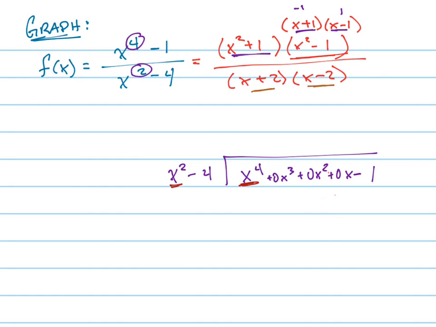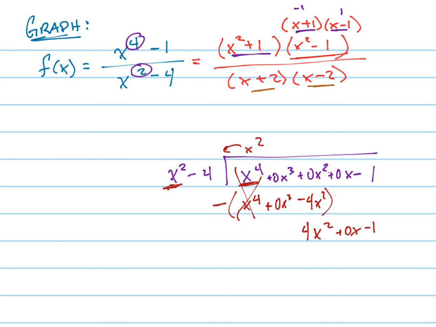This x to the 4th divided by x squared is x squared. Multiply it there and put it here. So that's x to the 4th minus 4x squared. I can write in plus 0x cubed to hold its place. But remember, I'm subtracting that, so those go away, and this becomes a positive 4x squared minus 1 plus 0x minus 1.